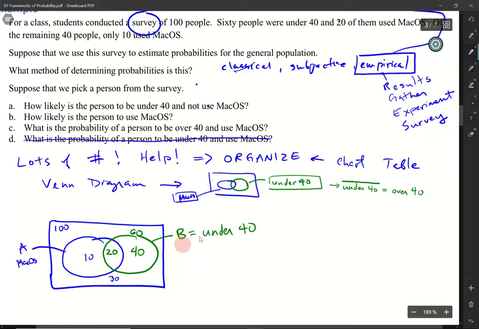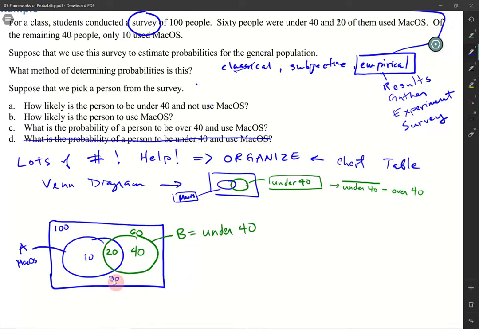Oh, sorry, this is under 40, and we know that under 40 has 60 people. And so our other set is the number that use MacOS. So outside of under 40, we have some that use Mac and some that don't use Mac. Does that make sense? Yeah?